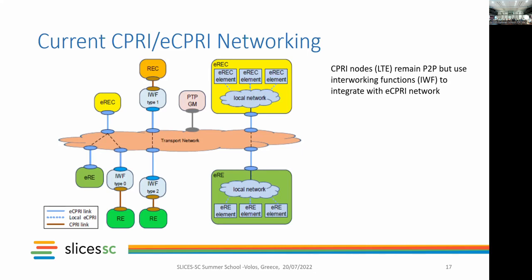Now, you might have some legacy units. Those green ones on the bottom would actually be 4G base stations that are connected to this. So what did they do inside of the eCPRI community? They developed what are known as interworking functions so that you can connect CPRI radio units to an eCPRI network.